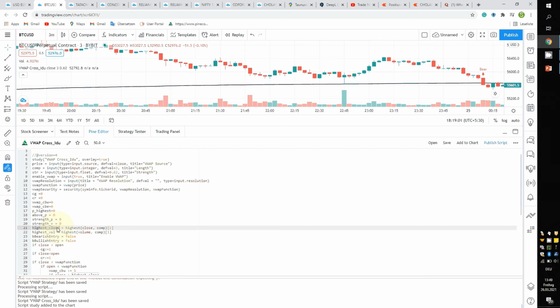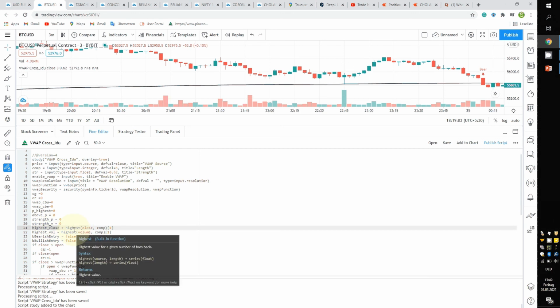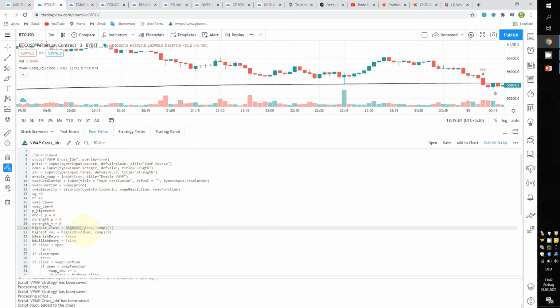And this is why I always check the highest close. So highest close is again an inbuilt function from Pine Script. Highest will calculate the highest of the close price for the last comp. Comp is here 3, default value is 3. So it will take the highest among the last three candles, and it will store this in highest close.